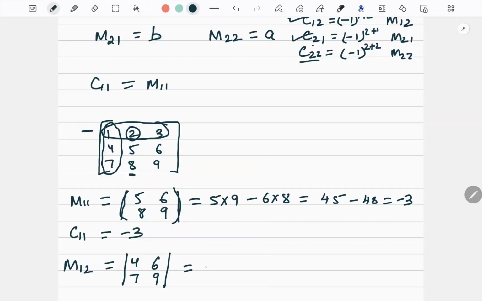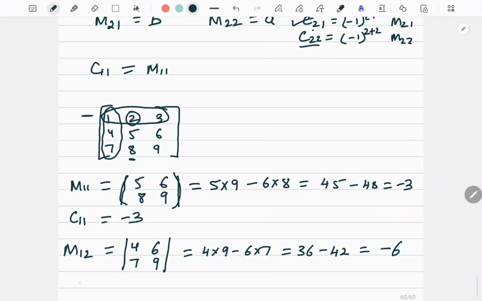So this will become 4 into 9 minus 6 into 7. So 36 minus 42, which is minus 6. Now, if I ask you what the cofactor is, since 1 plus 2 is 3, which is an odd number, the cofactor will become 6. That is what I was trying to explain to you. The power went up and it changes the sign.